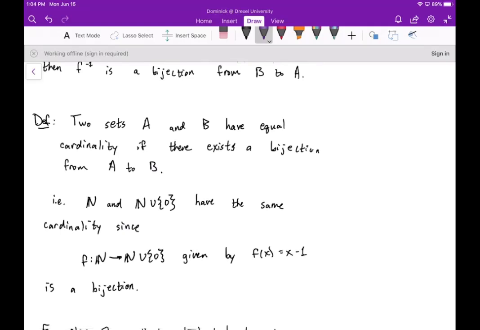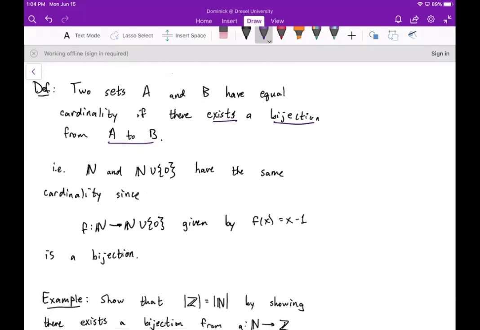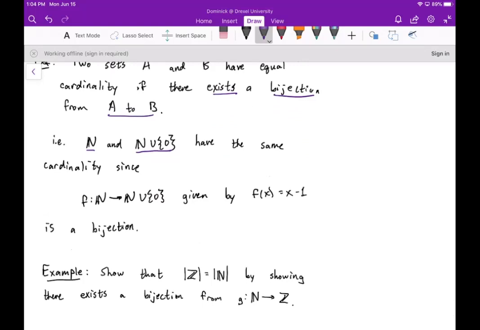Now, the last interesting thing that we'll talk about in this video is the idea of proving that two sets have equal cardinality. We know that two sets A and B have equal cardinality if there exists a bijection from A to B, right? Now, the set of natural numbers and the set of natural numbers union with the singleton 0 have the same cardinality, since we can define a bijection by taking x minus 1, and for every natural number that you plug in there, you're going to get a natural number in addition to 0. And you're going to hit every single number, right?